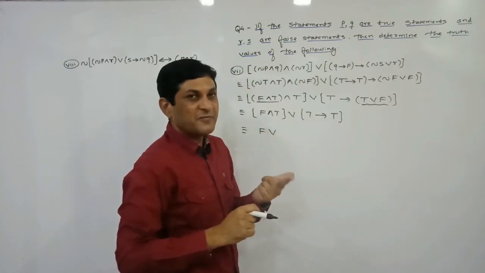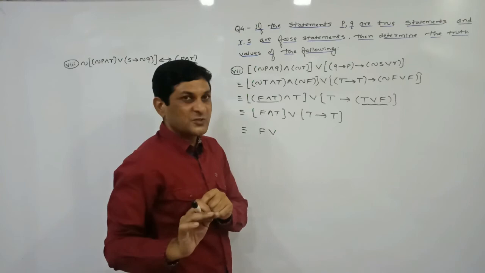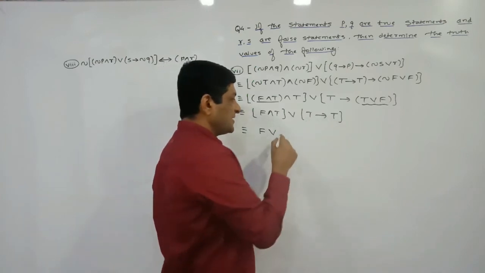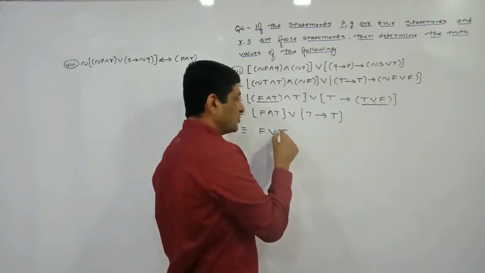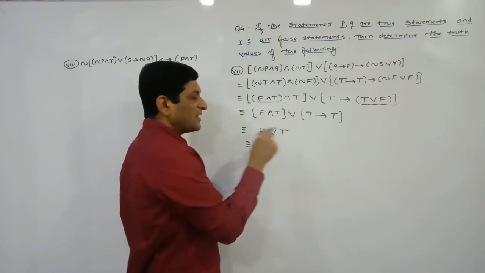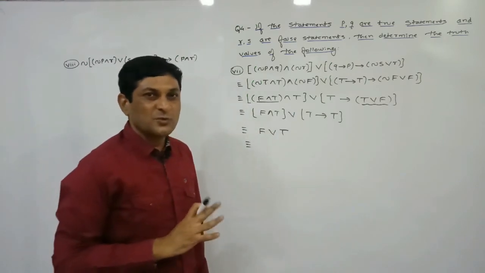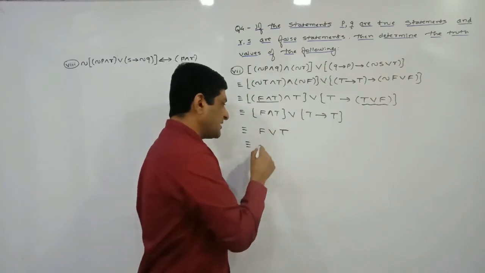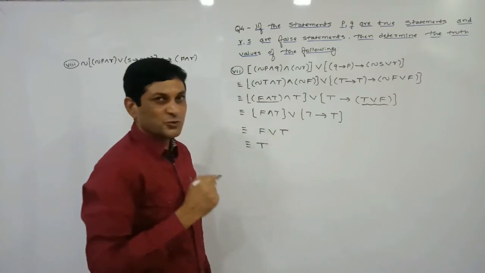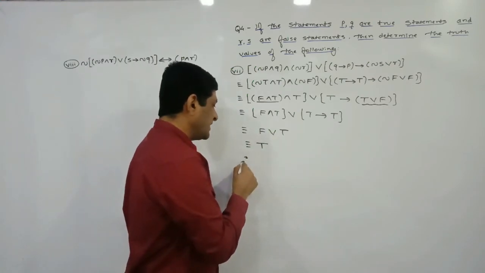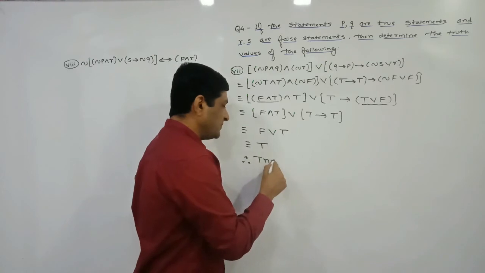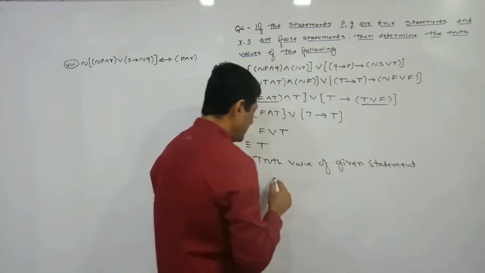If T implies F appears, at that time only statement is what? False. But T implies T is there, means it will be true. In case of OR, if at least one statement is true, the result will be true. So here one statement is true, so we can say that truth value of given statement is true. So therefore truth value of given statement is T.